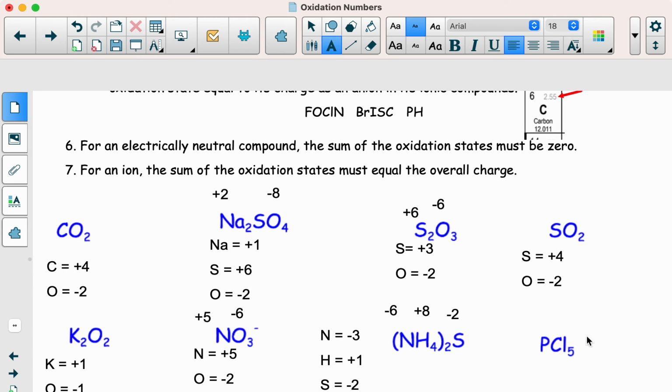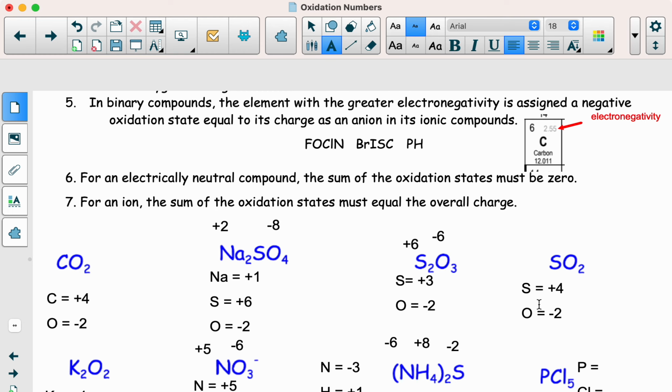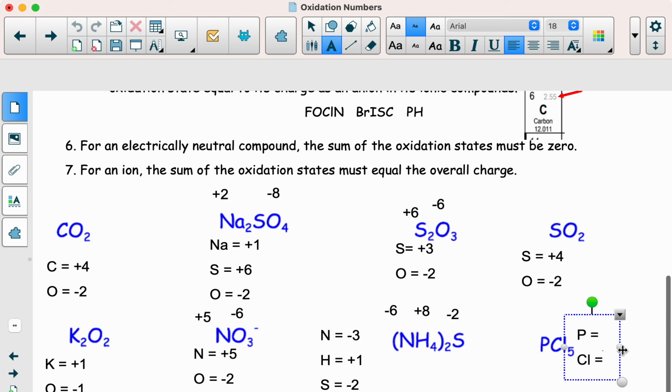Our last example is phosphorus pentachloride. And this is the first case where we have to invoke this rule that in binary compounds, the element with the greater electronegativity essentially gets to have its way. So as I look at phosphorus and chlorine, chlorine is the more electronegative element. Chlorine's favorite charge is -1. So it gets to be -1, and in being -1, that forces phosphorus to be +5.